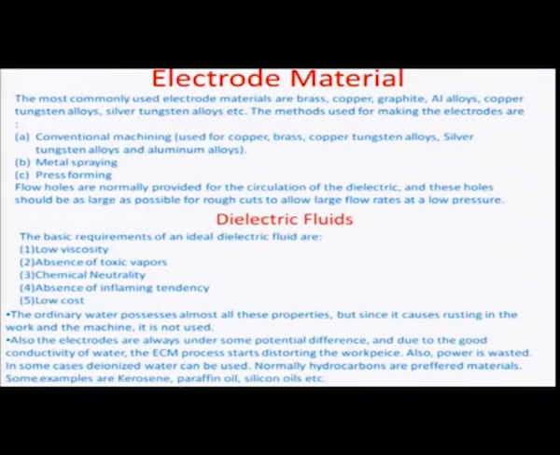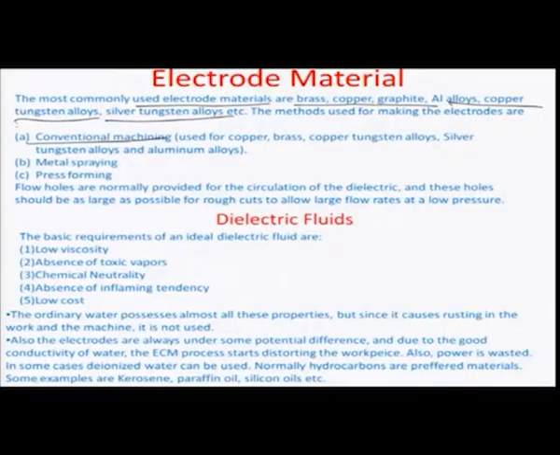So most of the commonly used electrode materials are brass, copper, graphite, aluminum alloys, copper tungsten alloys, silver tungsten alloys, etc. The methods that are used for making the electrodes are either just normal conventional machining and sometimes micro machining with great precision and accuracy. This has become a really major aspect, and some of the example problems we will take up later on in the MEMS area are really using EDM towards the micro machining. You can also use metal spraying for developing the electrodes, or press forming as operations for these electrode materials.